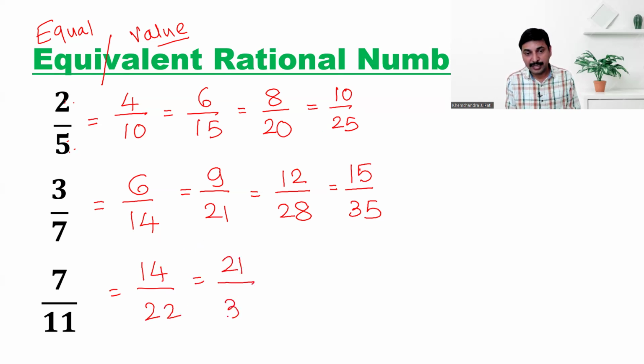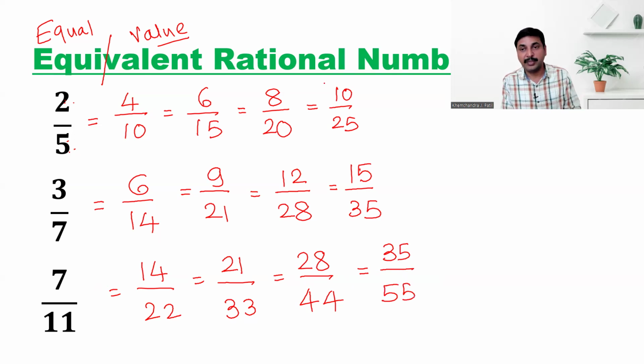21 upon 33. Great. What will we do next? If you multiply numerator and denominator by 4, then you will get 28 by 44. Very good. What next? If you multiply both numerator and denominator by 5, you will get 35 by 55. So these are the equivalent fractions. Very good. Let us move on to the next point.